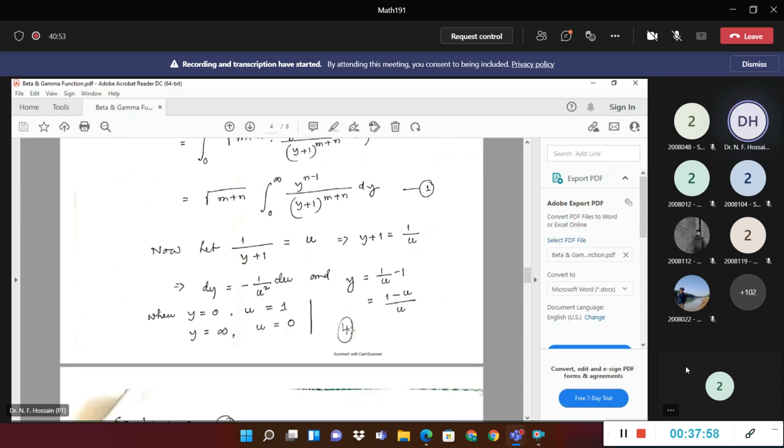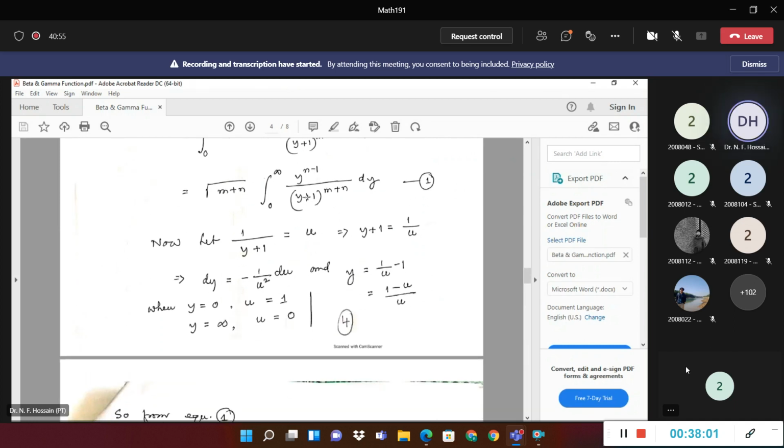Okay, now to perform this integration, let us put 1 divided by y plus 1 equal to u. Okay, so y plus 1 should be equal to 1 over u. So y should be equal to 1 by u minus 1, which gives you 1 minus u divided by u. So dy from this relation should be equal to minus 1 over u squared du.